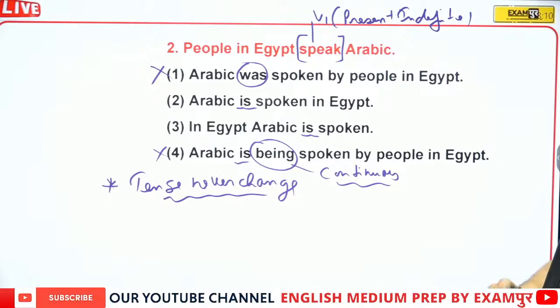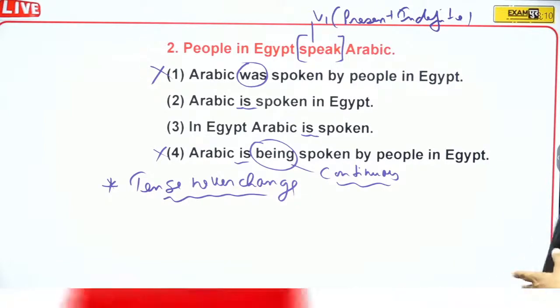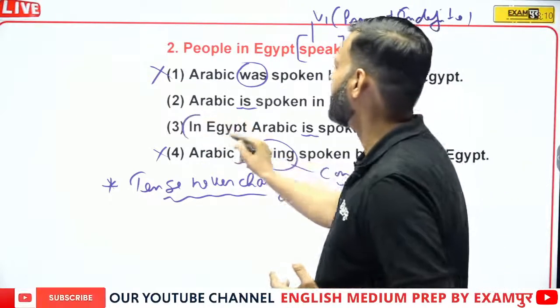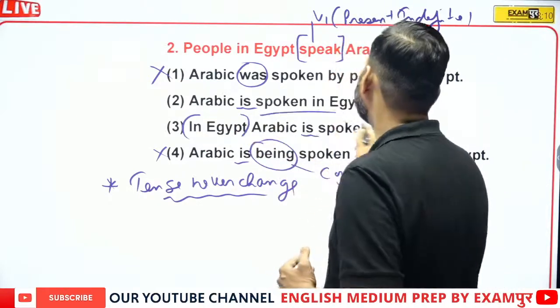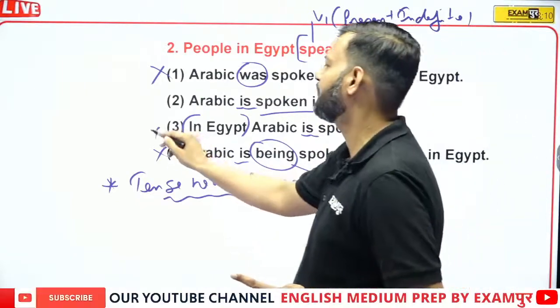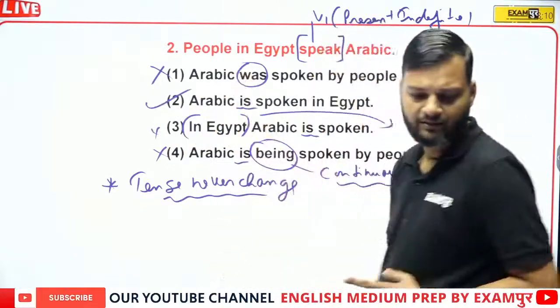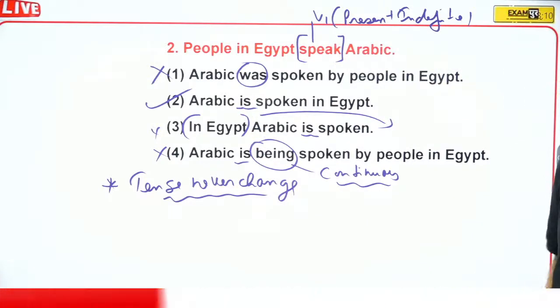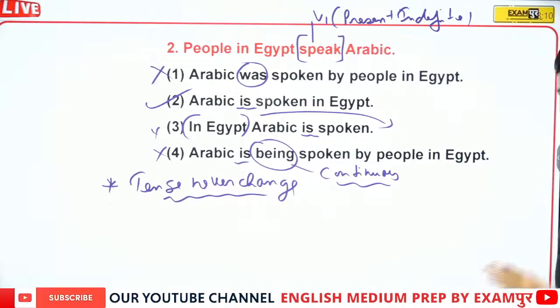Arabic is spoken in Egypt, and in Egypt Arabic is spoken. So here this structure is not appropriate. In Egypt should have been here at the end, like the second option. So eliminate this one, and the right answer is option 2. Option 2 is the right answer. Hope you got the concept?